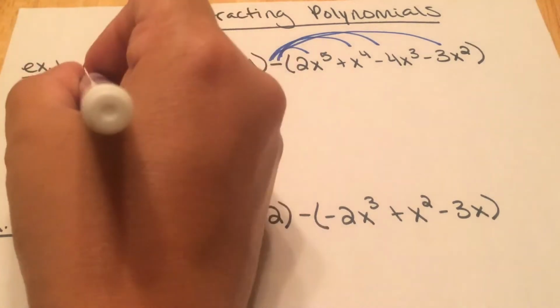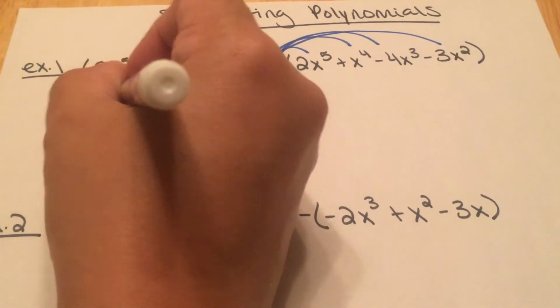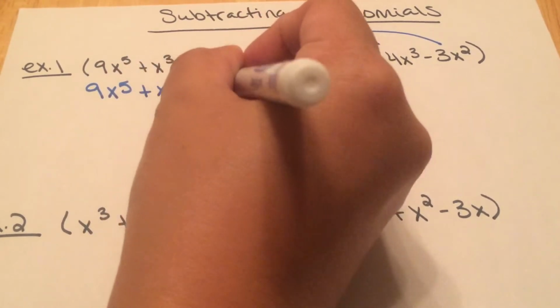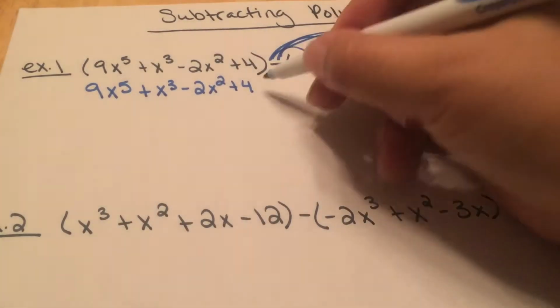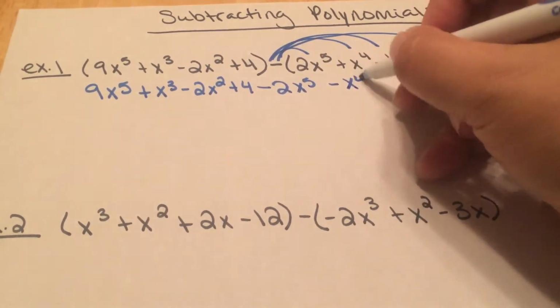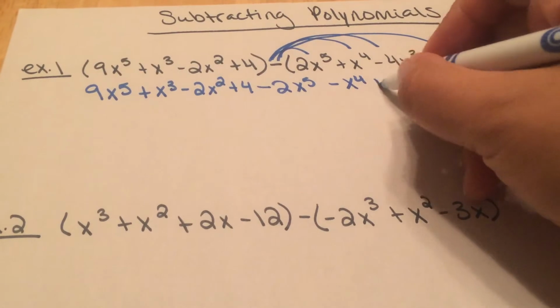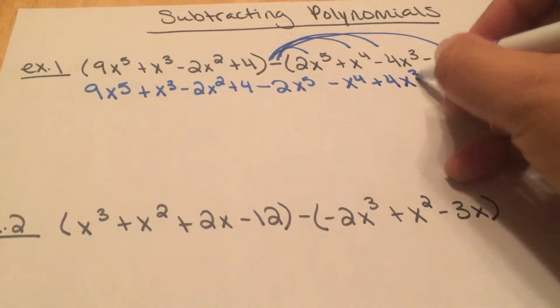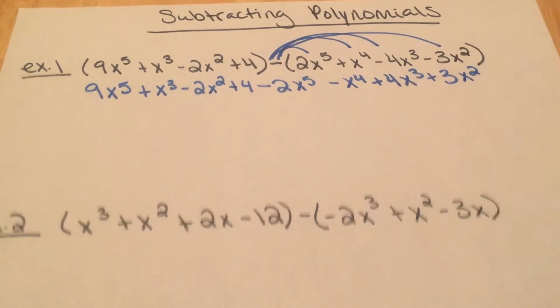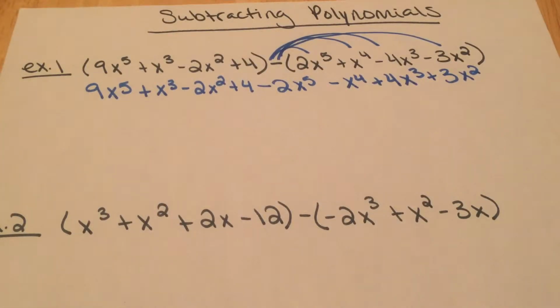what I'm doing. So I actually have 9x to the 5th plus x cubed minus 2x squared plus 4 minus 2x to the 5th minus x to the 4th. A negative times a negative we know is a positive 4x cubed, and a negative times a negative is a positive 3x squared. So I rewrote that problem. There's no parentheses, so now I can go ahead and combine my like terms.